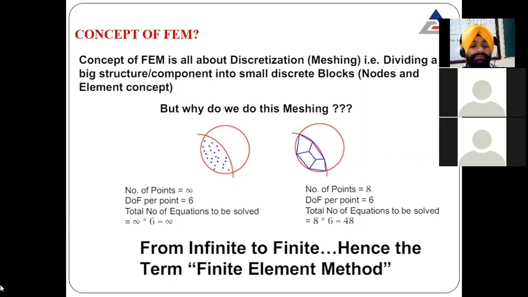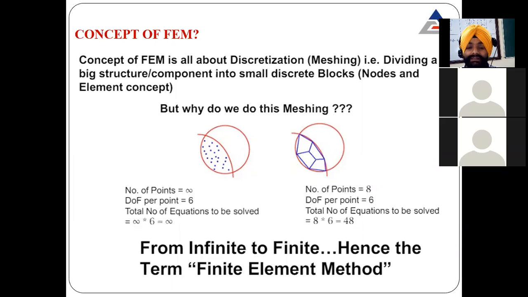There are two types of discrete meshing shown on your screen. One is the dot, and another one is this. For the dot, the number of points is infinity, degree of freedom per point is 6, and the total number of equations to be solved is infinity. Now, if you take a body as a whole, as a dot, and then you try to solve this, it has an infinite number of equations to be solved to do that calculation.